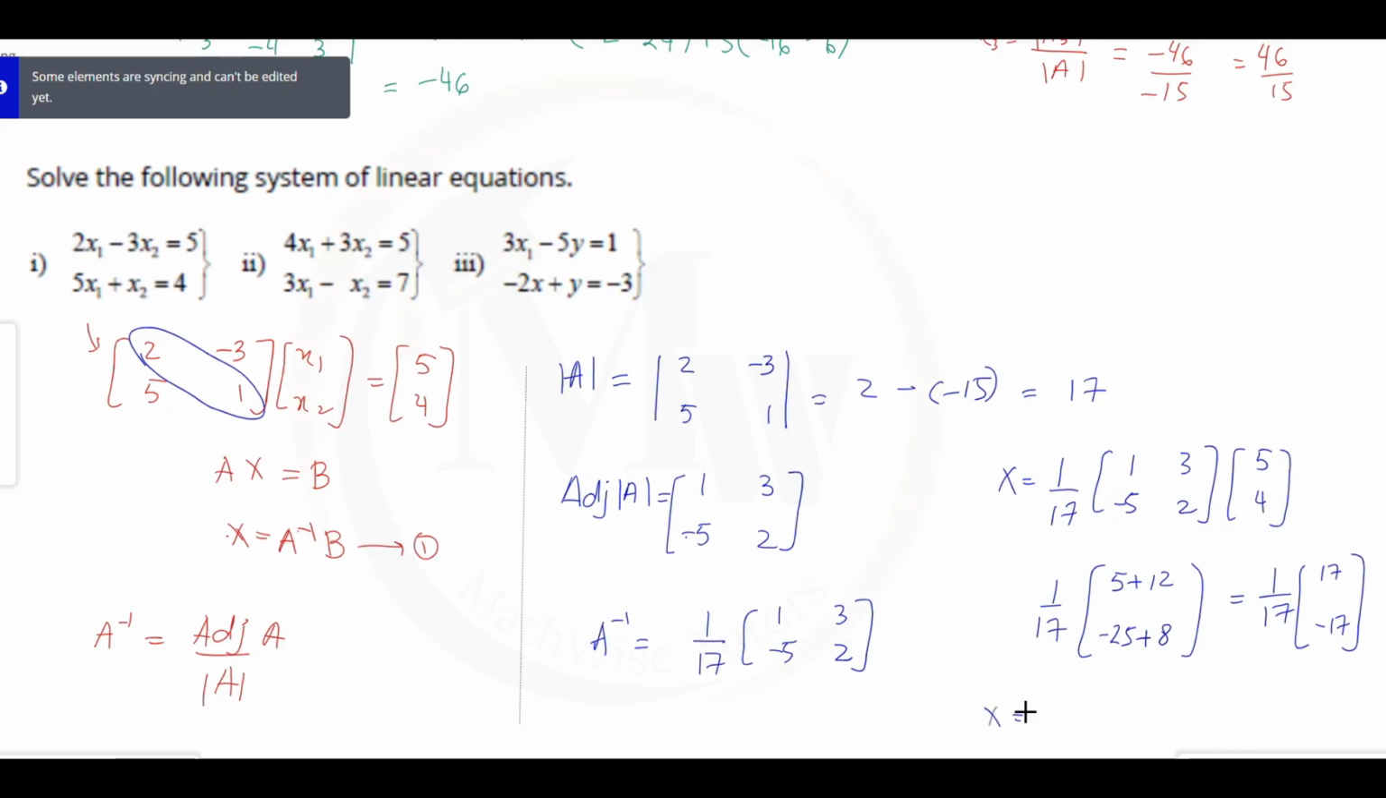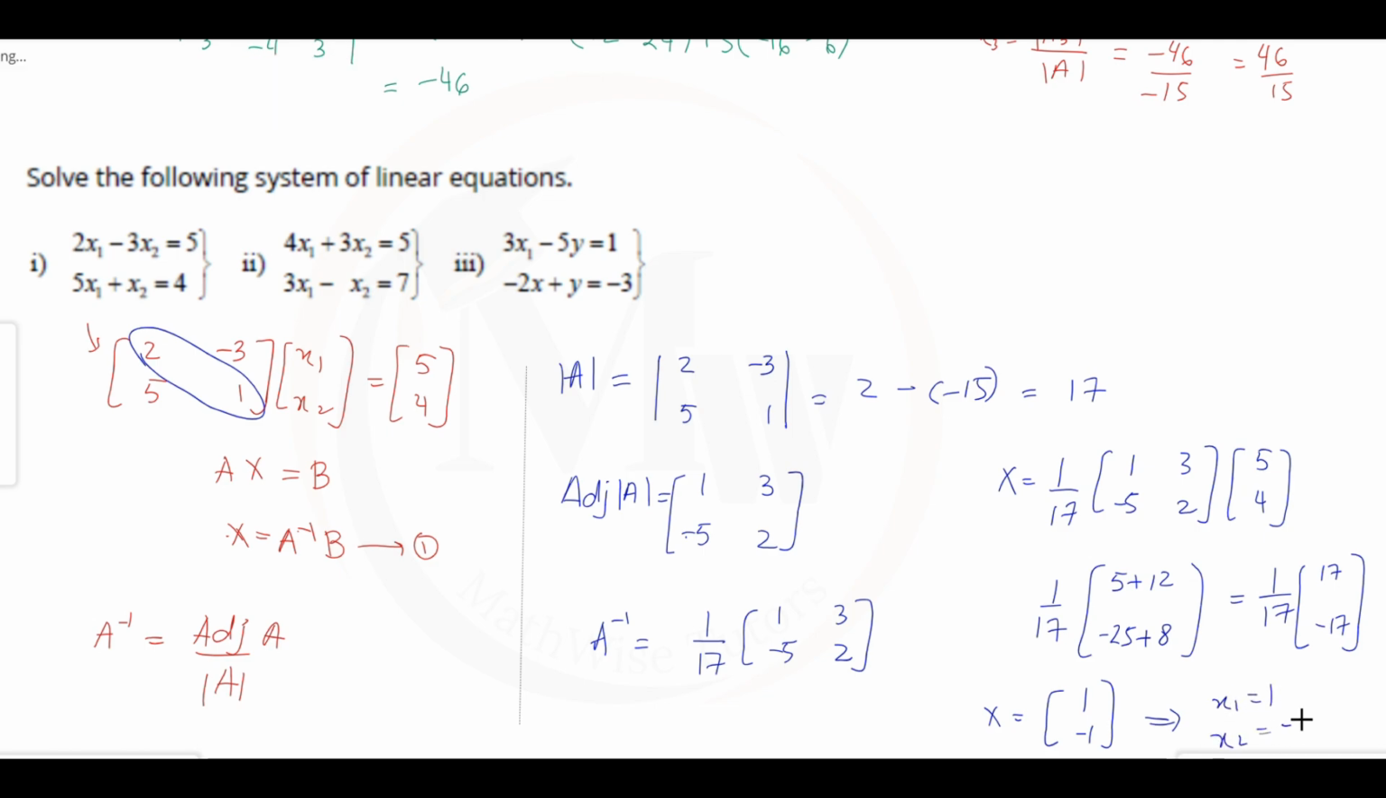So X would become, when 17 divides the first term, it gives you 1. And when 17 divides the second term, it gives you -1. So X matrix is 1 and -1, which shows that X1 is 1 and X2 is -1. These are the values of the unknown variables which we need to find.